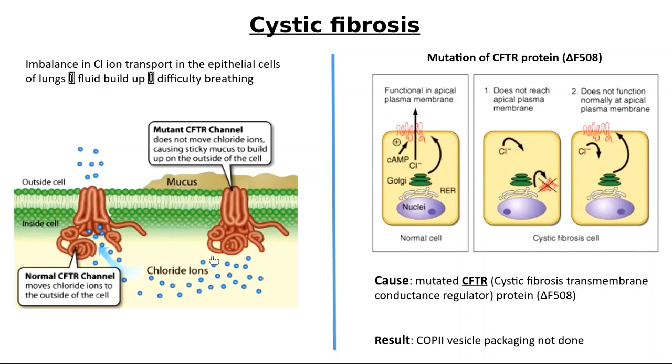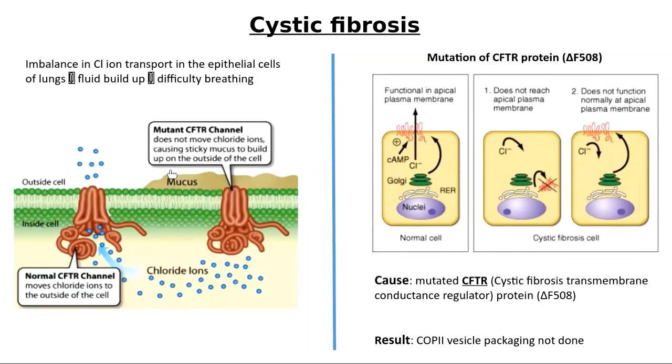But in case this channel is absent or mutated, in this case this is a mutant CFTR channel, it cannot release the chloride ions from inside to outside of the cell. And that causes sticky mucus to build up on the outside of the cell. So it will eventually impact the gaseous exchange when we breathe in, and the cells won't get enough oxygen. The blood will not get enough oxygen and will cause breathlessness. Okay.